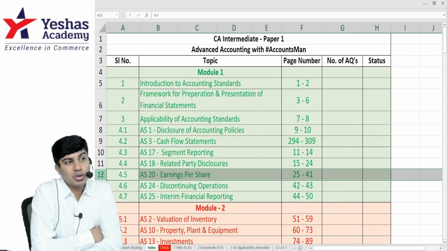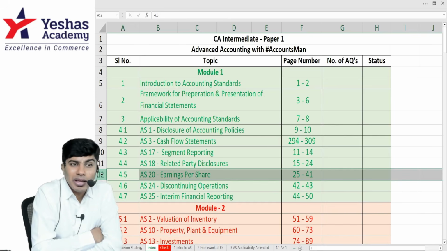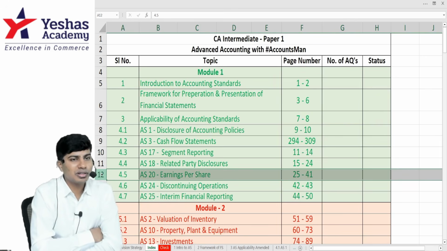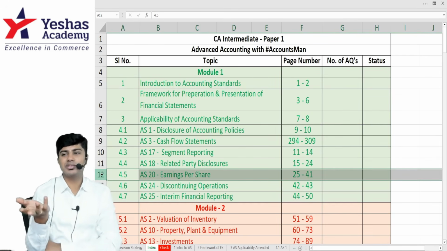You tell me, is 1 crore good? Is 1 crore big or small? Big. But you won't get the full 1 crore. Why? You are a shareholder, but you are not the only shareholder. You are one among the many shareholders.